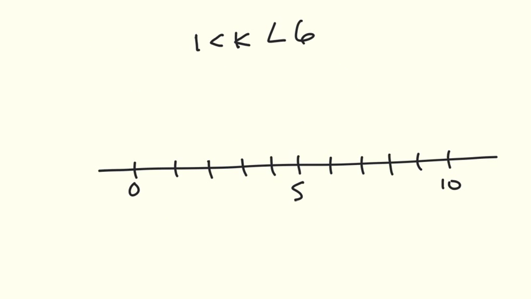Alright, so here's 1 and here's 6, and k is going to be between them because it's going to be bigger than 1 and also less than 6. So again, not over here and not over here, only in the middle. And these are both greater than with no or equal to, so we leave the bubbles open. Alright, let's take a look at the next one.